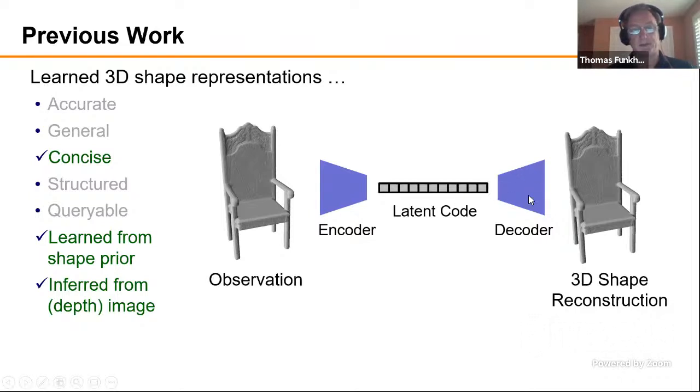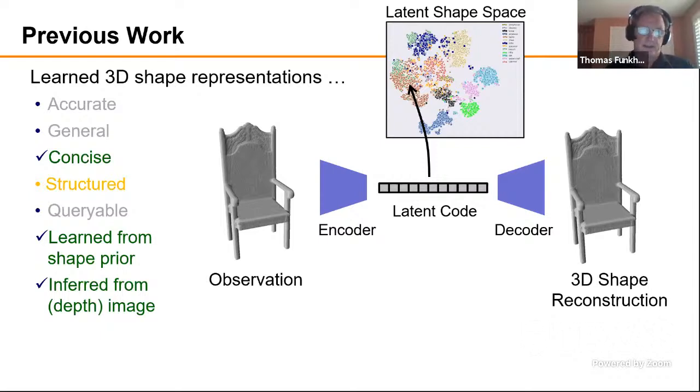per shape. The decoder weights are actually quite expensive, but they're shared among all shapes. And so people don't usually consider that as part of the size of the shape, but you have to count that. So you have to amortize the cost of the decoder across all shapes. But anyway, the latent code itself is very small. Of course, they're learned from shape priors, and they're encoders that can infer a latent code from an image that can then be decoded to a 3D shape. So great.